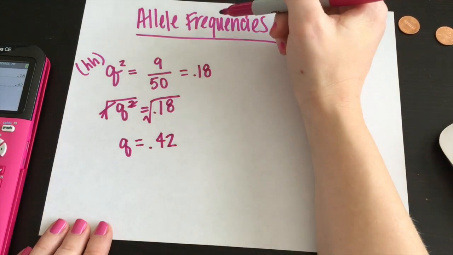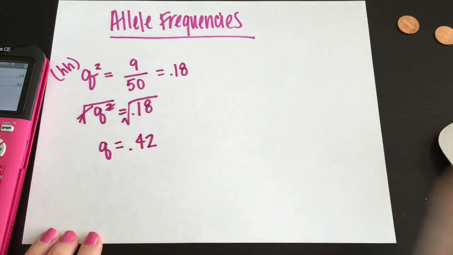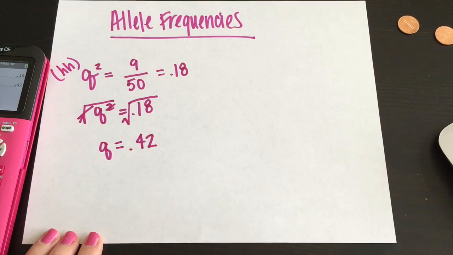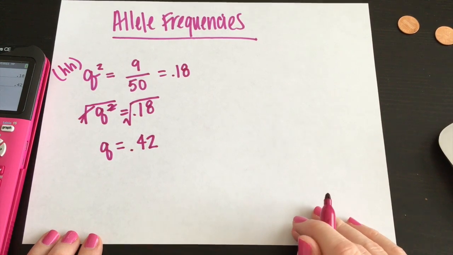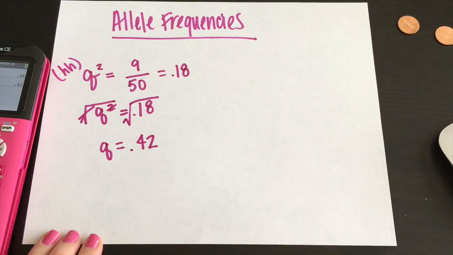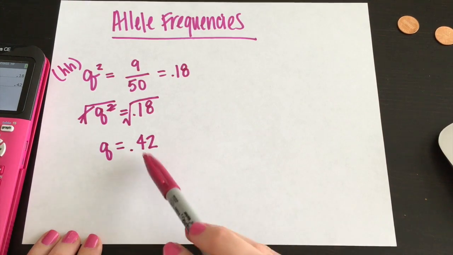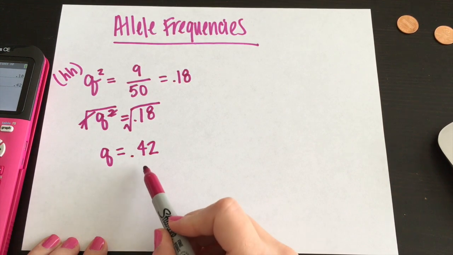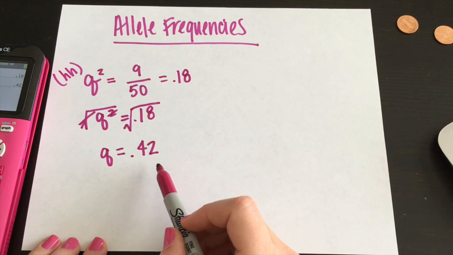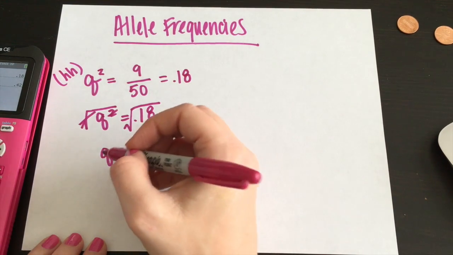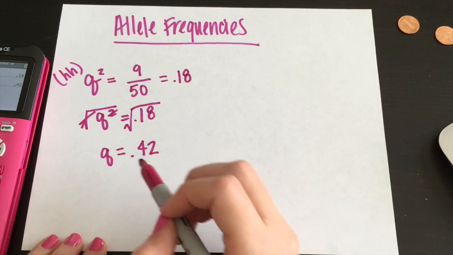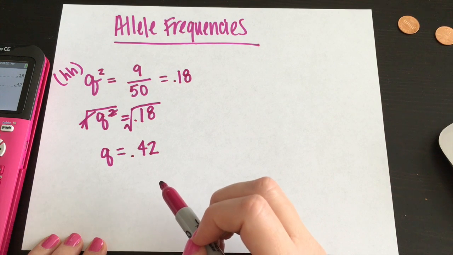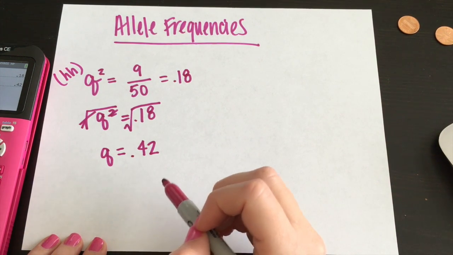Now what is this q? Up here I wrote allele frequencies, but I didn't really explain, so let me go back and explain. What is an allele frequency? If you want to put it in layman's terms, frequency just means how often. So how often are we going to see that q allele? And here it is. Our q allele is going to be seen 0.42, which is 42% of the time. All right, so that's our recessive allele. Our recessive allele is going to be 42% of our population. That's basically what this is saying.